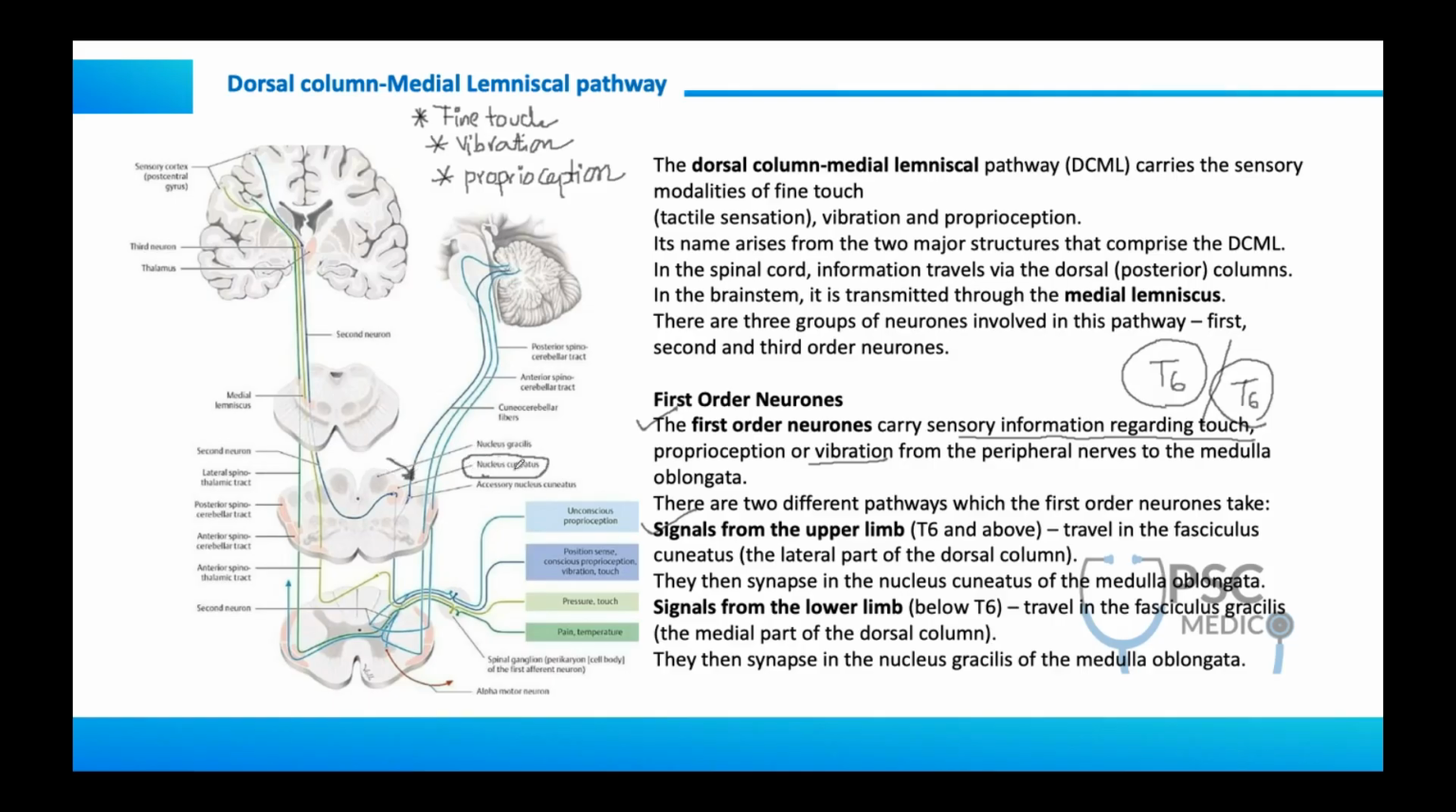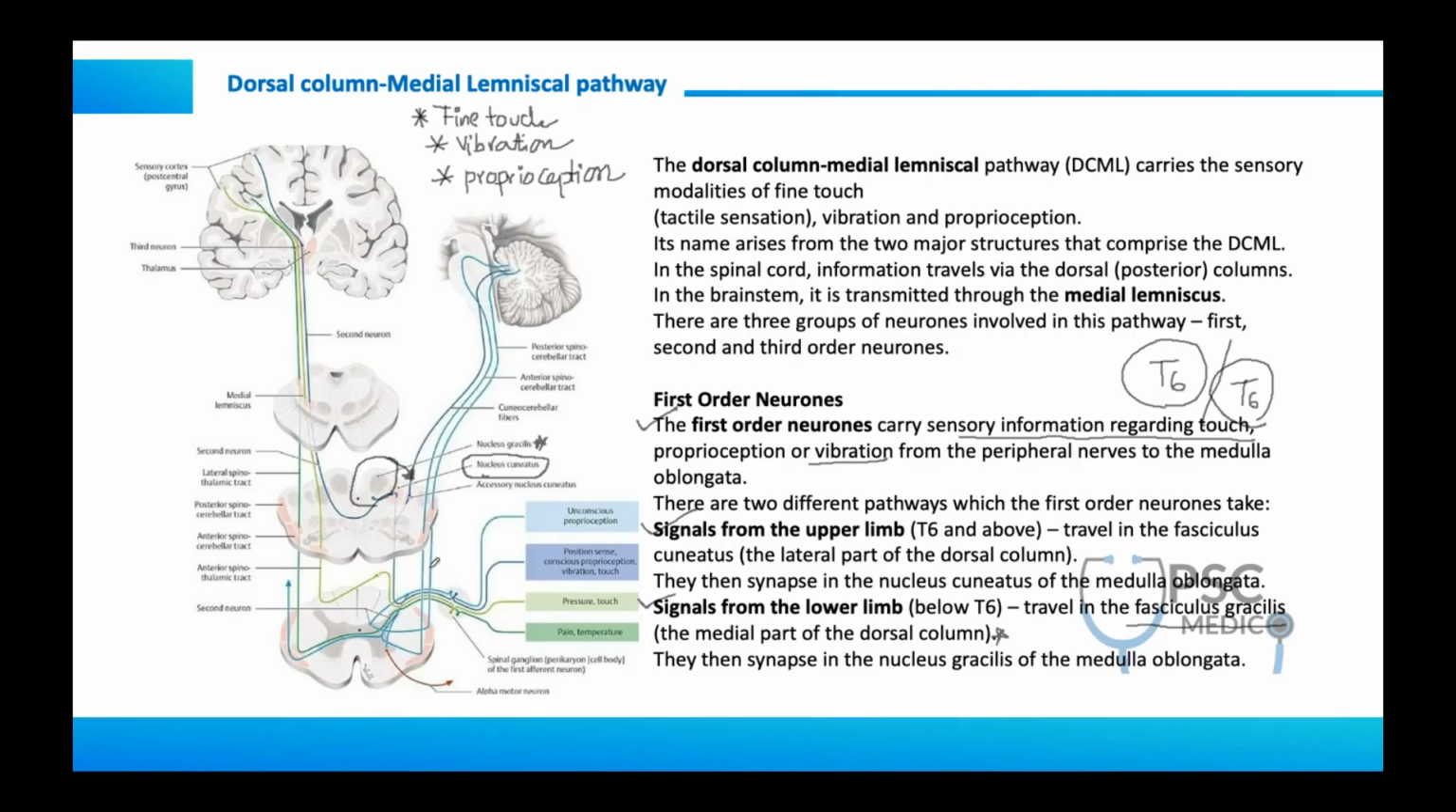Whereas the lower limb, that is below T6, travels in a fasciculus. A fasciculus is a bundle of neurons, the first order neurons. So this is fasciculus gracilis, and it is present on the medial side, as you can see, and it relays in the nucleus gracilis.